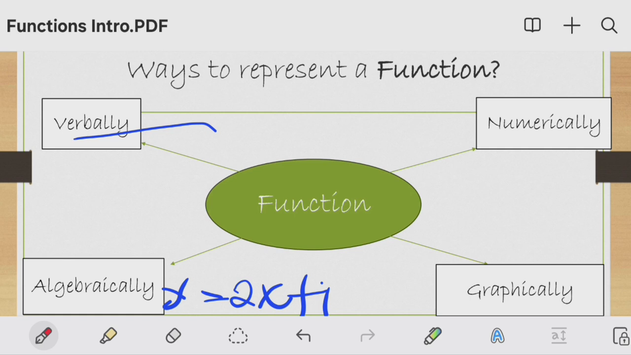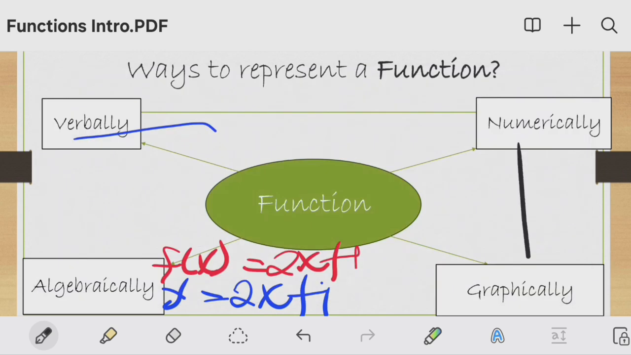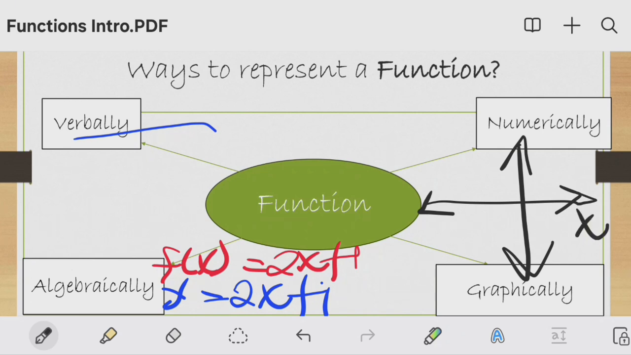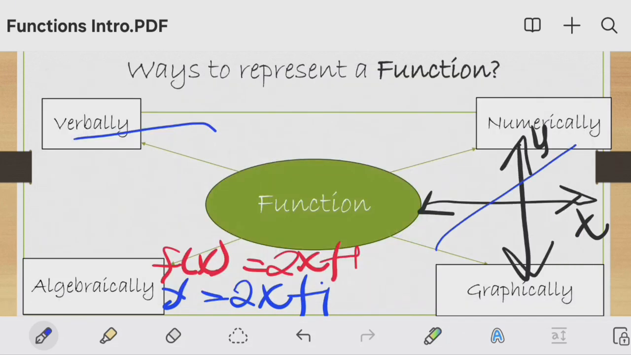So algebraically, using function notation, we may say f of x equals 2x plus 1. Now another way in which we can represent a function is graphically, whereby we make use of the Cartesian plane. Remember, the horizontal axis is the x-axis, the vertical axis is the y-axis, and maybe our graph could be a linear function as follows. And we are going to focus quite a lot on algebraic and graphical ways of representing our functions.